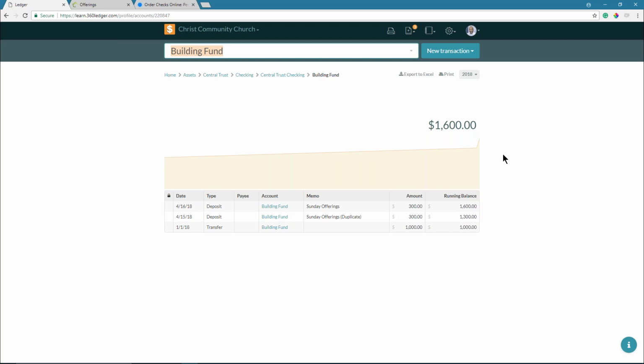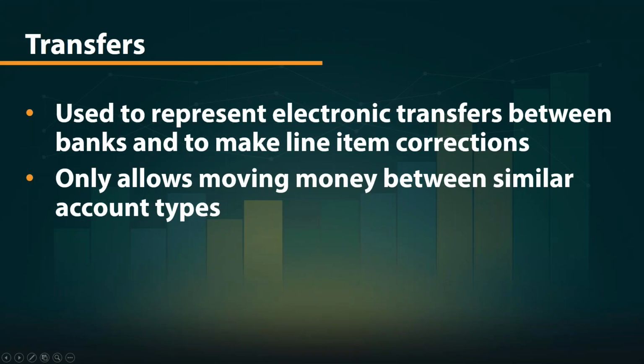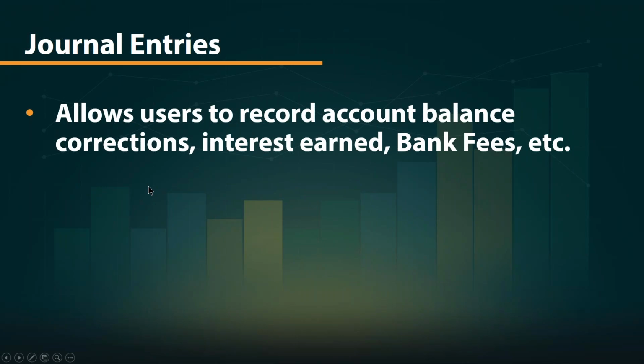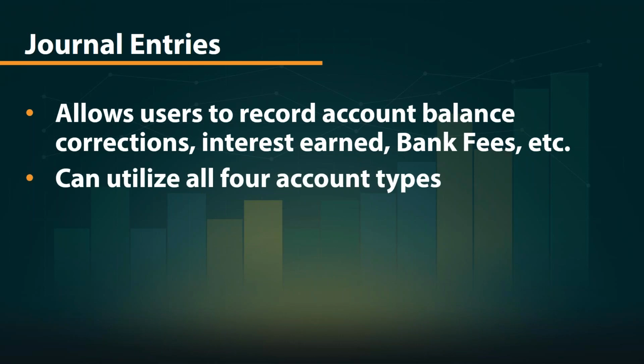Next, let's take a look at journal entries. And when it comes to journal entries, we're going to go back to our slideshow here. I've got a couple bullets for journal entries. Journal entries allow users to record account balances, account balance corrections, interest earned, and bank fees. And they can also utilize all four account types. So along this conversation, I've been saying that on one side you can use this account, and on the other side you can use this account type, and you can only use these certain ones. Well, when you're working with journal entries, they allow you to use all account types. So if I needed to do interest earned, I could do that. If I need to do a correction, I could do that.